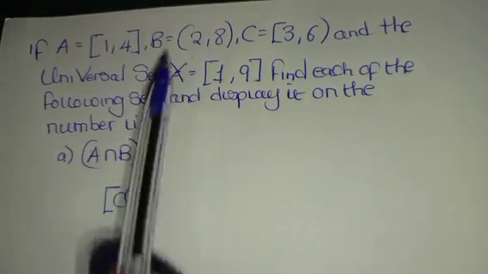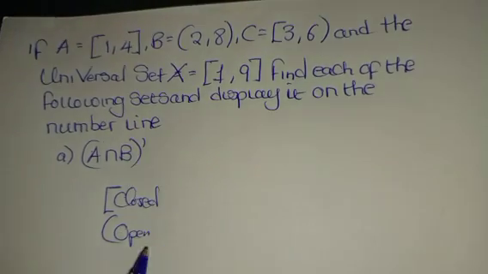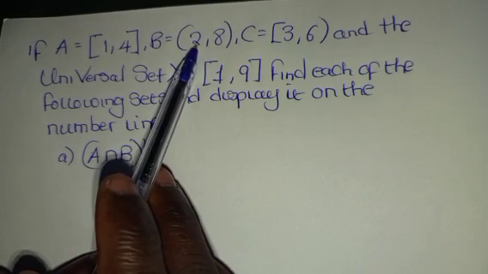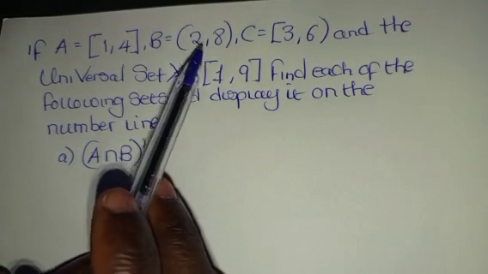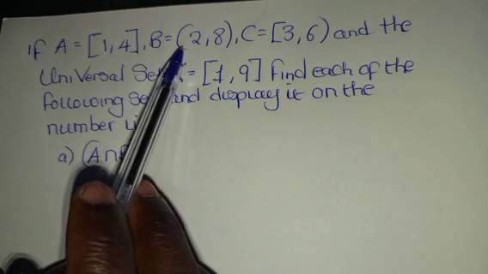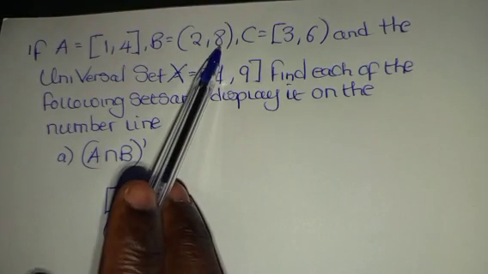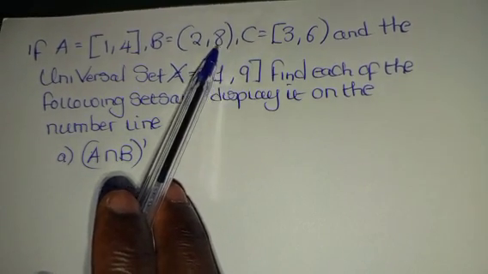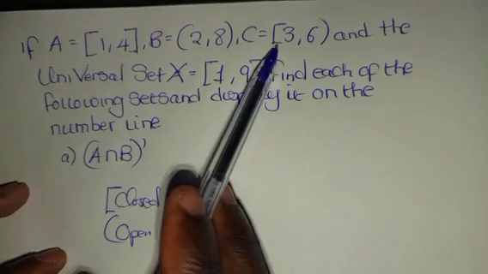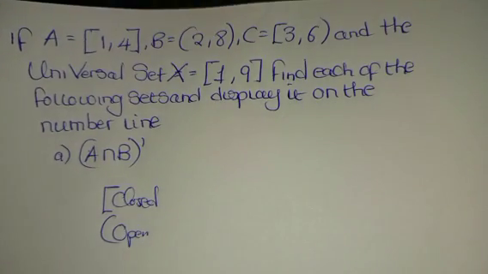Then when we see this kind of brackets, these are called the open brackets, also called the open intervals, which means that this 2 is not part of B, but starting from 2.1, 2.001, all those are part of B. But 2 itself is not part of B. 8 is not part of B, but beneath it you have 7.99, all those are part of B. Then we have here 3 is part of C, but 6 is not part of C.